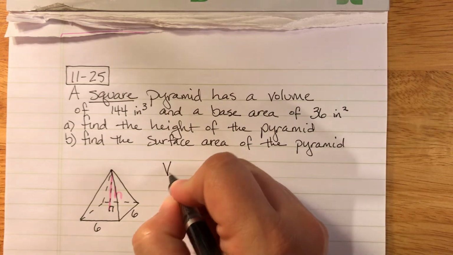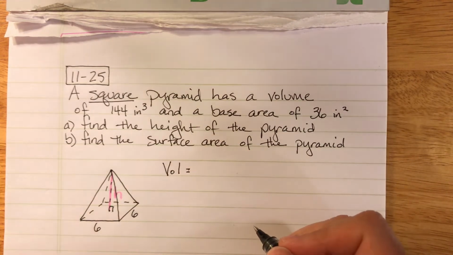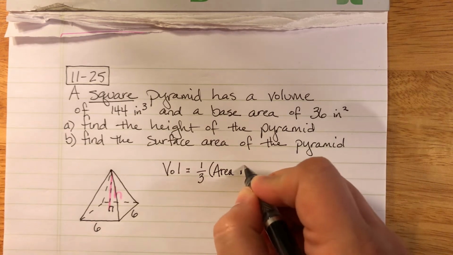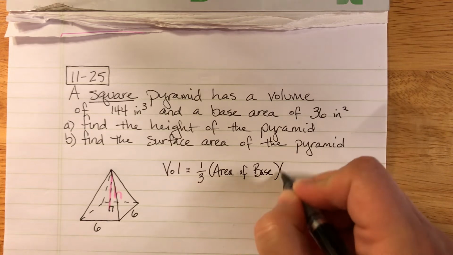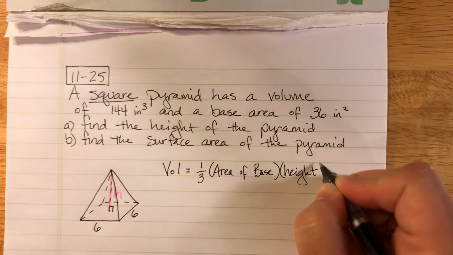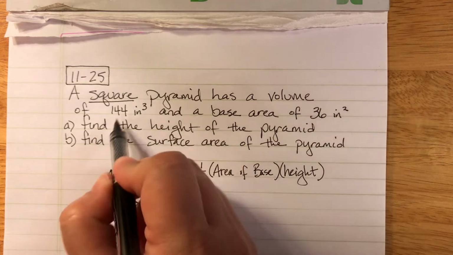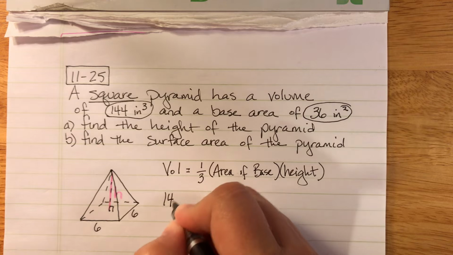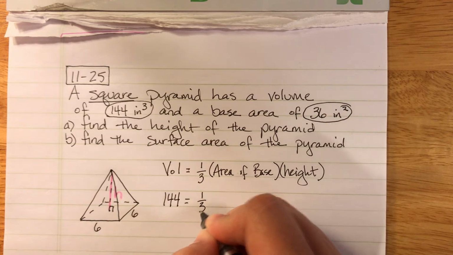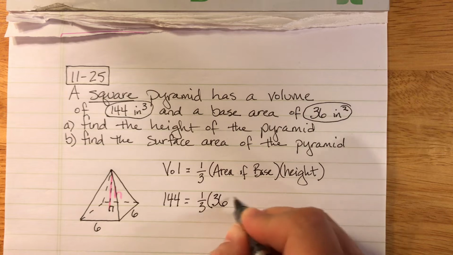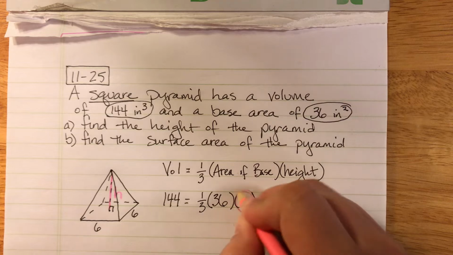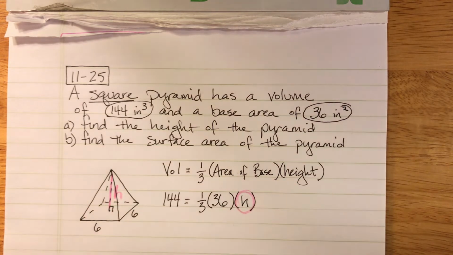So let's remember what the formula is for the volume of a pyramid. The volume of a pyramid is 1/3 of the area of the base times the height. Now here I know the volume is 144, and I know that the area of the base is 36. So I'm going to plug those into my formula. So 144 equals 1/3 times 36 times the height. And this is what I'm trying to find, the height. That's this value right here in my drawing.